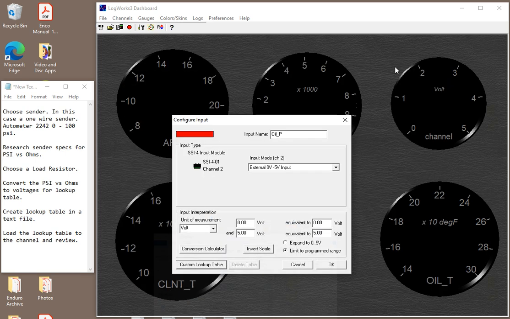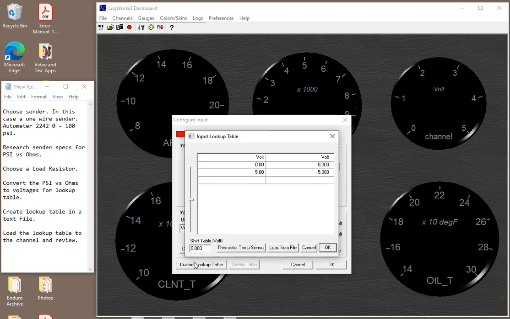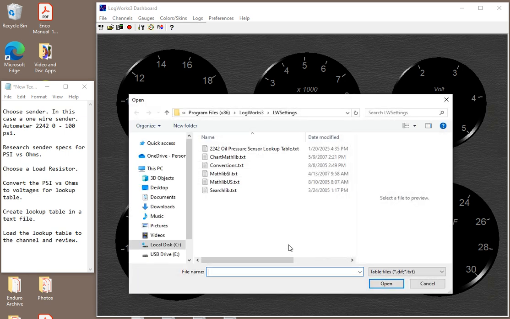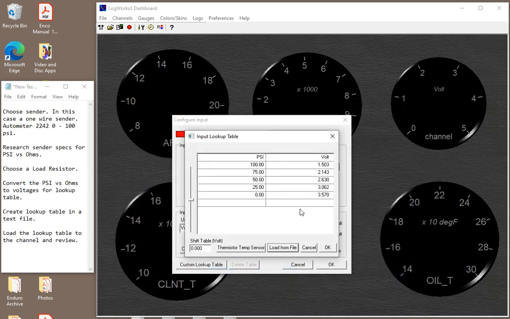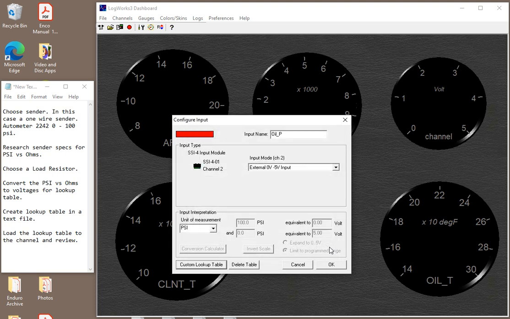We'll close that, and we're going to use a custom lookup table. Right now you can see everything here is in volts, 0.5 volt. So we're going to load from that text file, so we click on Load from File, and here's that text file. I put this one in the LW settings folder because that's where it defaults to. Click on that file, click on Open, and now it has populated the lookup table. We're going to click OK.